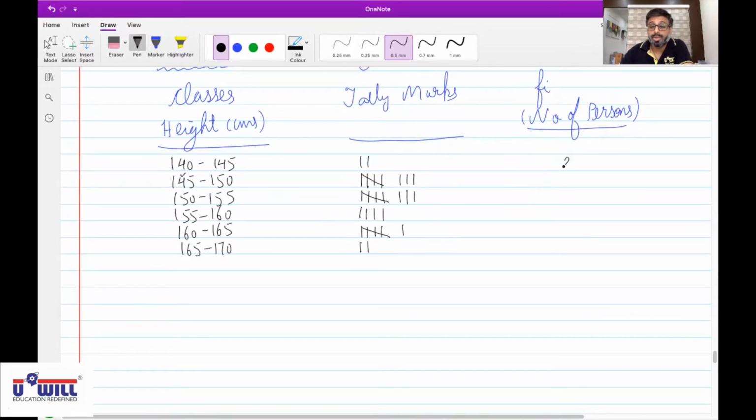Okay. So 2, 5 plus 3, 8. 5 plus 3, 8. 4, 5 plus 1, 6. And 2. Total 2, 10, 18, 22, 28, 30. Total sigma Fi is equal to 30.